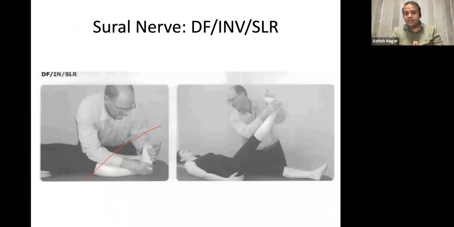Sural nerve, as I said, with one SLR, you can actually test 3 nerves. So you can test the tibial, the common peroneal, and the sural. So for sural nerve, what you have to do, you will perform SLR, and then you can dorsiflex and invert the foot. So अगर आप dorsiflexion और eversion कर रहे हो, that will be for tibial. Dorsiflexion and inversion is for sural. Just remember that.